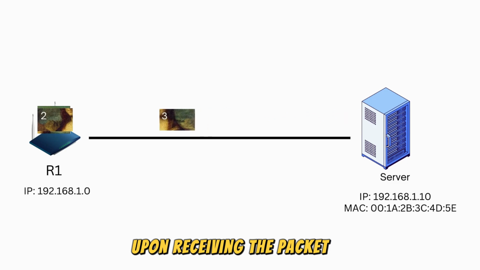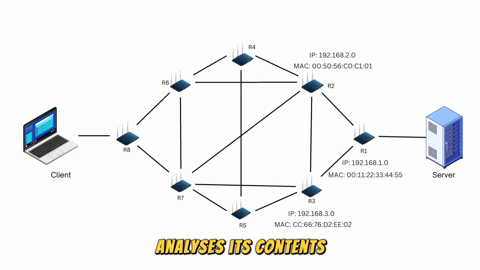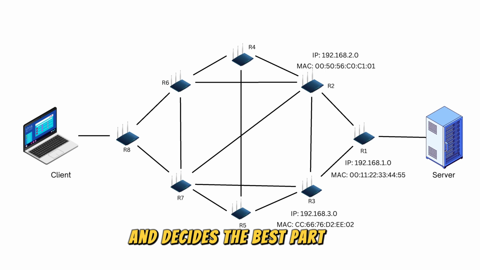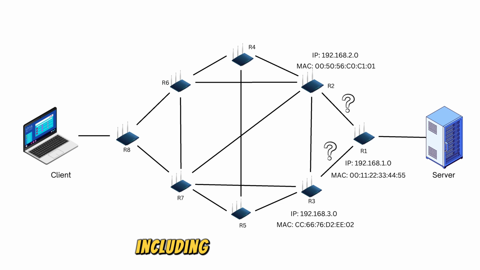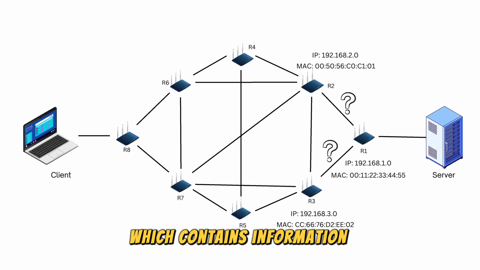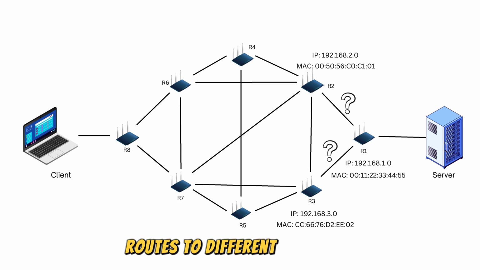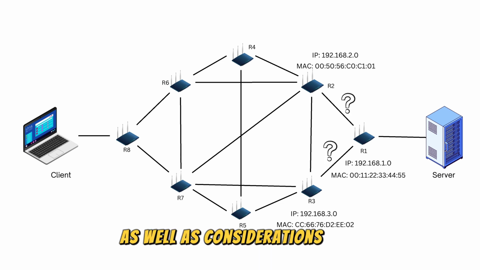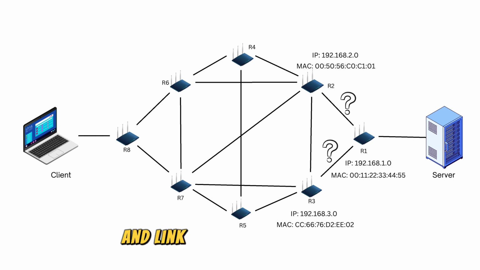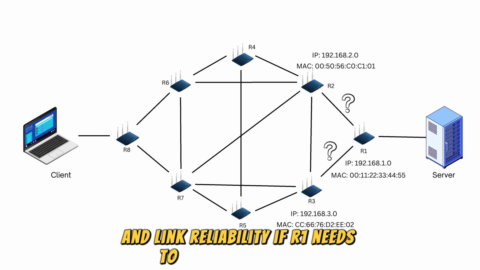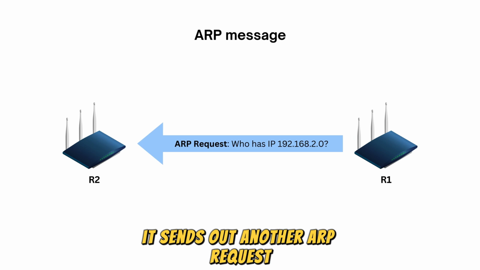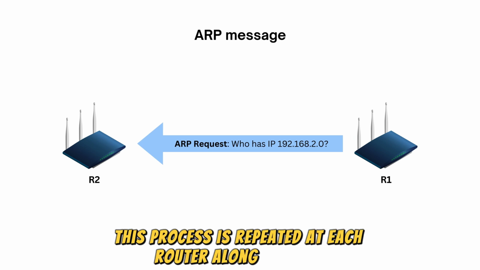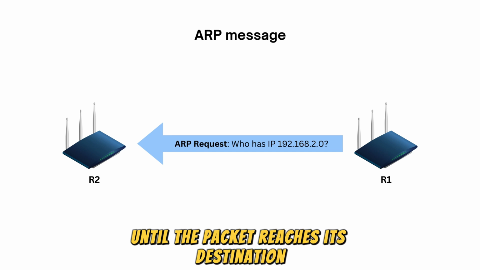Upon receiving the packet, R1 analyzes its contents and decides the best path to forward it. This decision is based on various factors, including its routing table, which contains information about the best routes to different networks, as well as considerations like network congestion and link reliability. If R1 needs to determine the MAC address of the next hop, which could be router 2, it sends out another ARP request. This process is repeated at each router along the path until the packet reaches its destination.